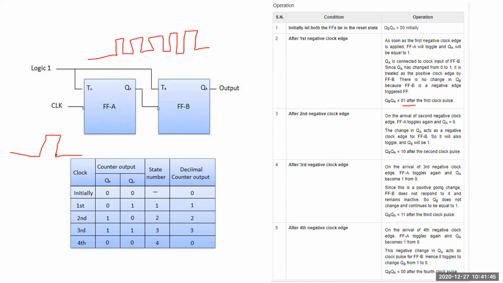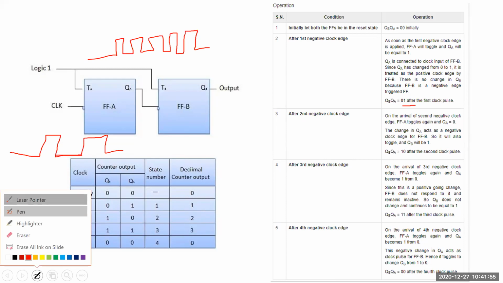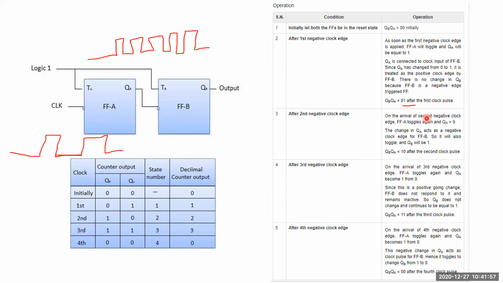Again, when it comes to the second negative clock pulse, let us see what happens for these flip flops. On the arrival of the second negative clock edge, flip flop A will toggle again. Whenever it toggles, QA becomes 0. So this is how the flip flops will be working. So now, what is your output?